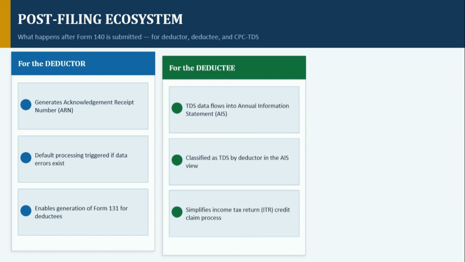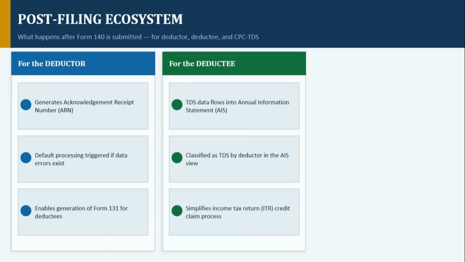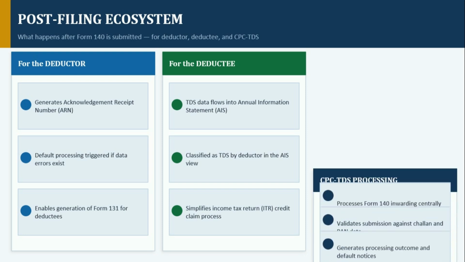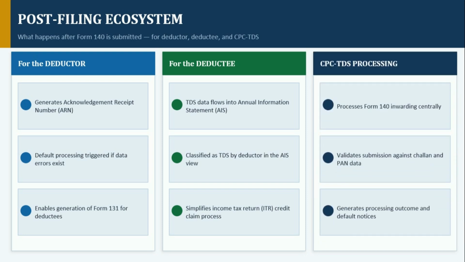For the deductee, the reported TDS information starts reflecting in the Annual Information Statement, commonly known as AIS. This helps taxpayers verify their TDS credits and makes the ITR filing process smoother and more accurate. At the CPC TDS level, the return is processed centrally through automated validation checks.